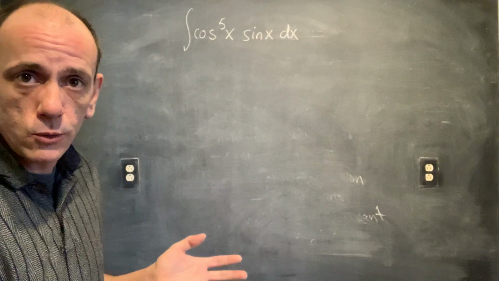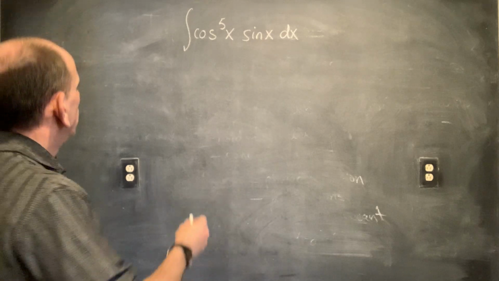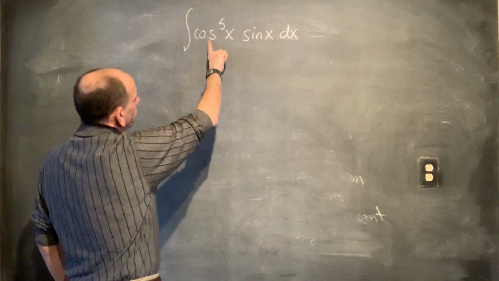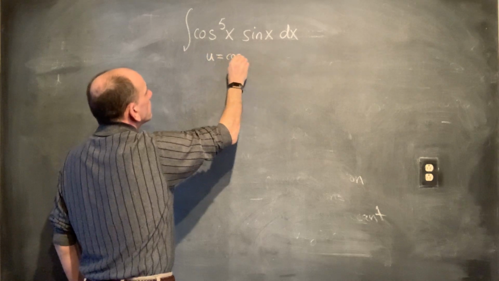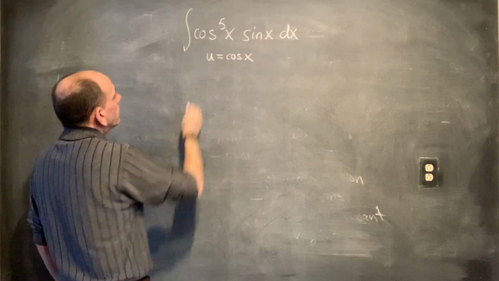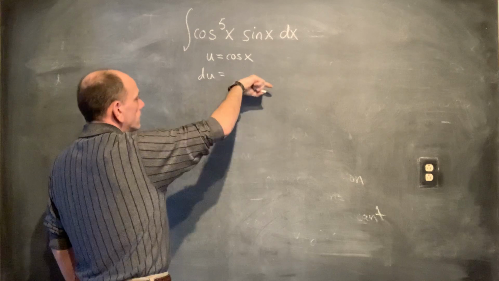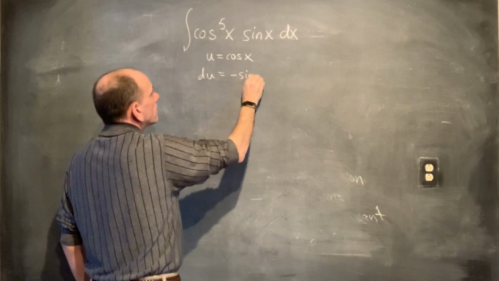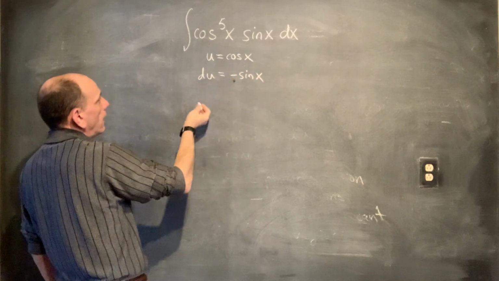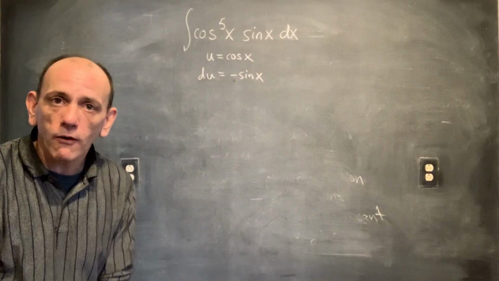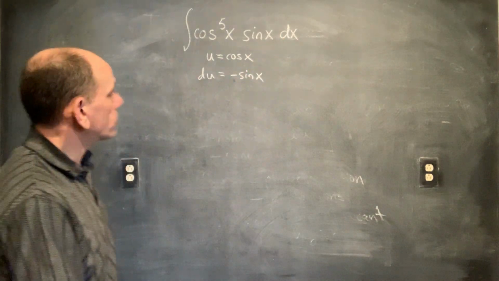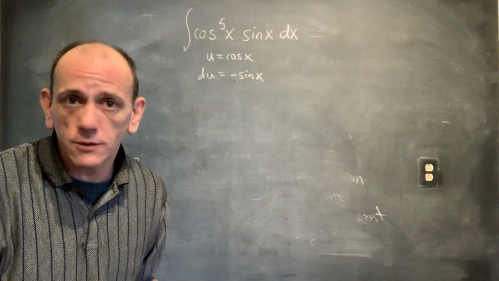Can I just straight u sub? Well, let's see. If u is cosine, then du is negative sine x. The negative doesn't bother me, I can just pull that outside. And I've got the sine x sitting right there already. So there's no extra work that needs to be done here. This is just straight u sub.